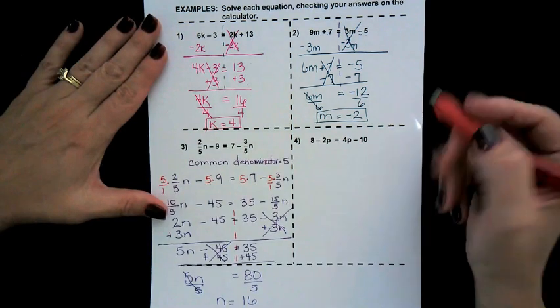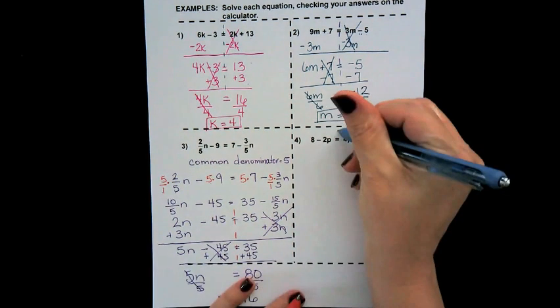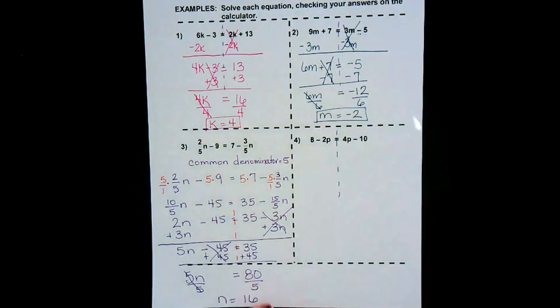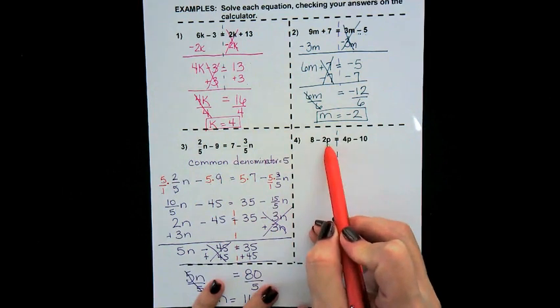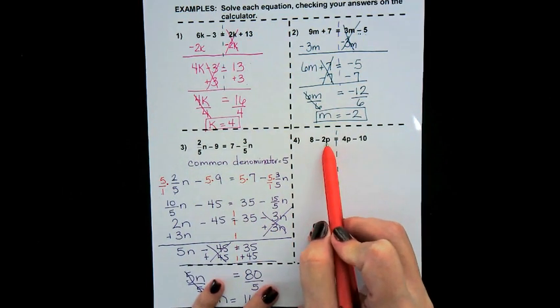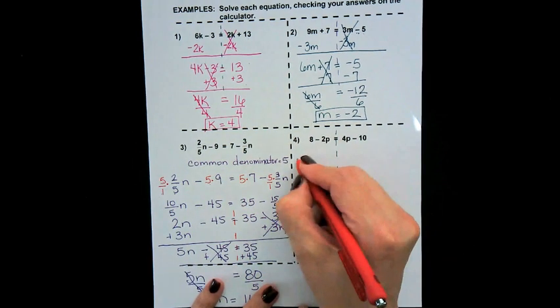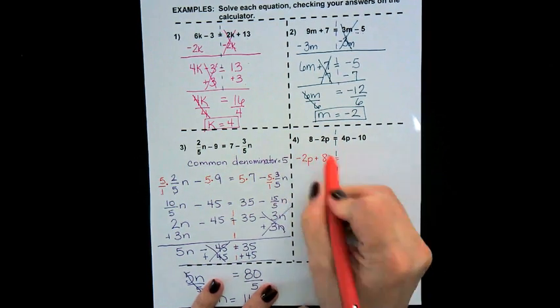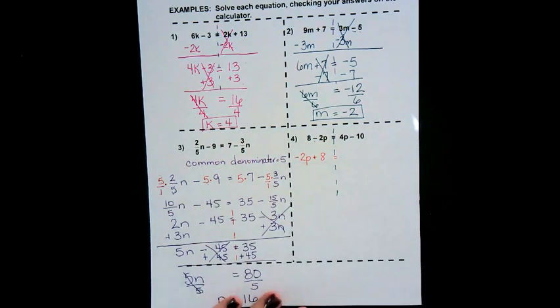Okay. All right. Let's look at number 4 then here. Now on number 4, I got a little rewrite I want to do first. Okay. Now on the rewrite, you notice how on the left here I have 8 minus 2p. Well, I like my variable to come first. So in order to rewrite that, I've got to write it negative 2p plus 8. See, if the minus was with the 2p, I had to keep the negative right there. Okay.